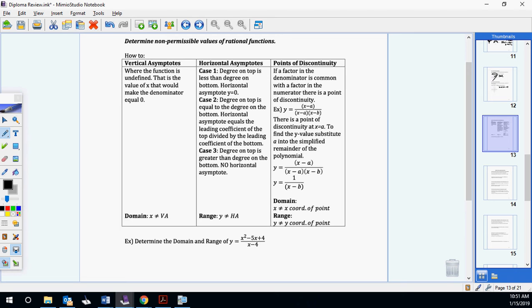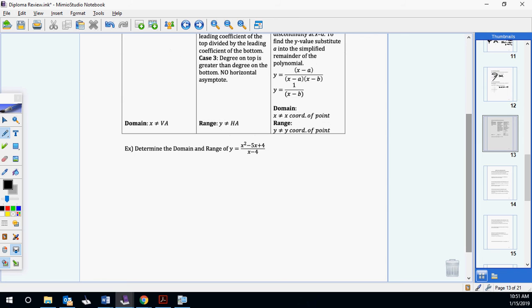Okay, point discontinuity, again, you need to have them in factored form to see these, and they're when factors cancel. When their factors cancel, that point has a hole. To find that hole, you plug in the value that it would be after they cancel to see where it's at. Okay, that's what you do. So let's go ahead and do one here. So let's do this example.